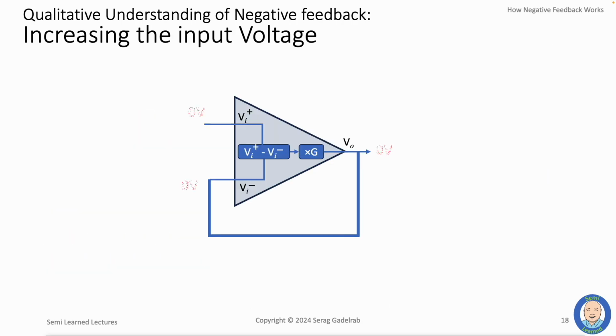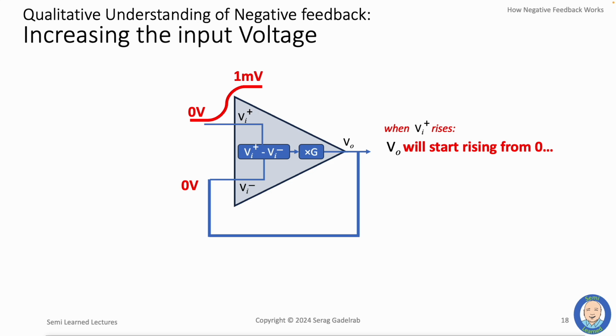Starting with our previous condition, let's now start to raise the voltage on the positive terminal from 0 volts towards a very modest 1 millivolt, and let's see how the system reacts. Naturally, a rising voltage on the positive input will cause the output voltage Vout to start rising from 0 to a new higher level. Eventually, it's going to settle at a new value that is proportional to the difference between the two input terminals. But what is the difference in the voltage between the two input terminals?